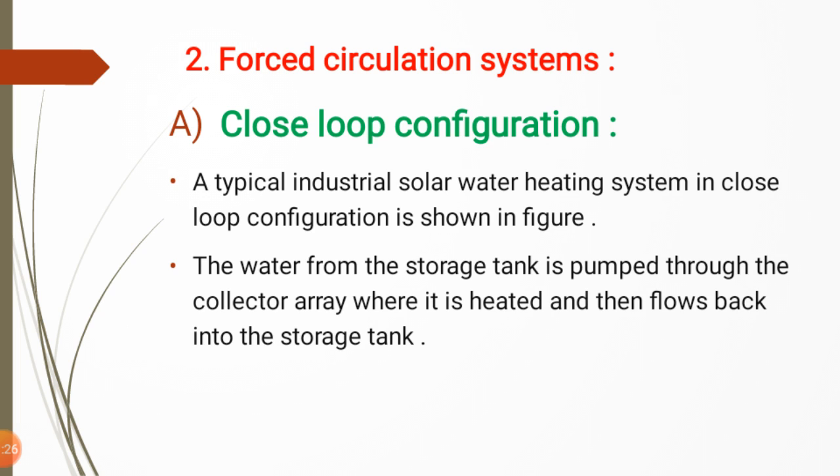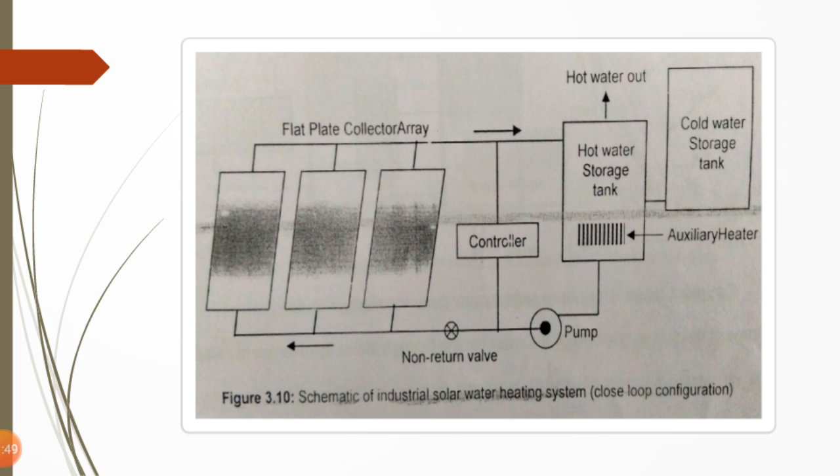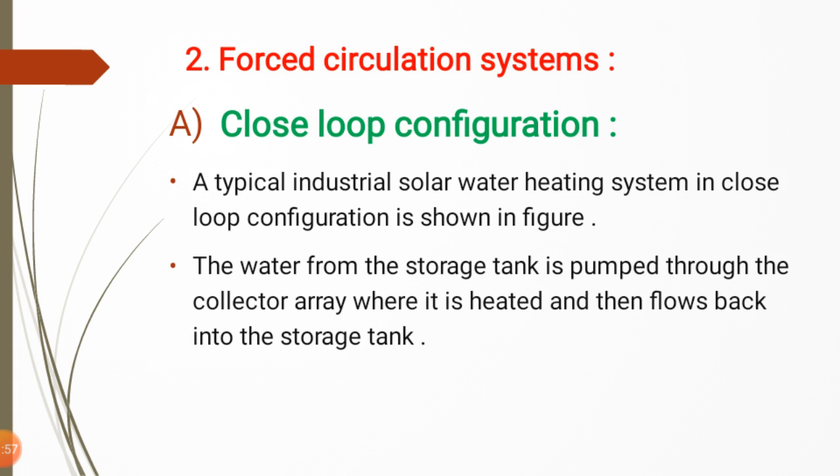In this video we start with the second type, the forced circulation system, and in that particularly the first configuration, the closed loop configuration. So let's start with the closed loop configuration. A typical industrial solar water heating system in a closed loop configuration is shown in the figure. This figure shows the schematic of an industrial solar water heating system in the closed loop configuration. The water from the storage tank is pumped through the collector array, where it is heated, and then flows back into the storage tank.